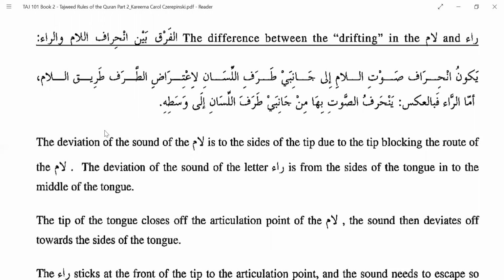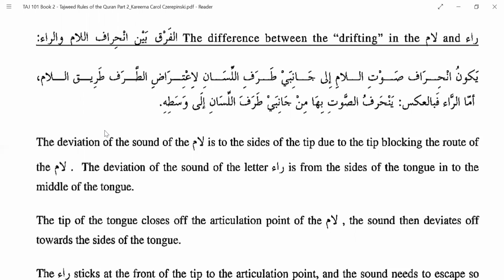The deviation of the sound of the lam is to the sides of the tip. When you say L, that deviation comes to the sides of the tip. Why? Because what happens is tip is blocking the root of lam. When you say L, the tip is blocking the root of lam. So this deviation is going to the side of the tip. Whereas deviation of the sound of the letter ra is from the sides of the tongue into the middle of the tongue. Where was it for lam?